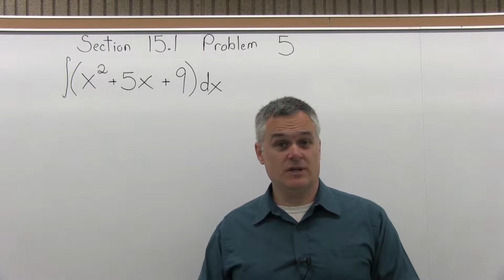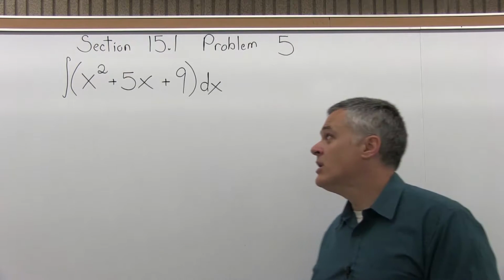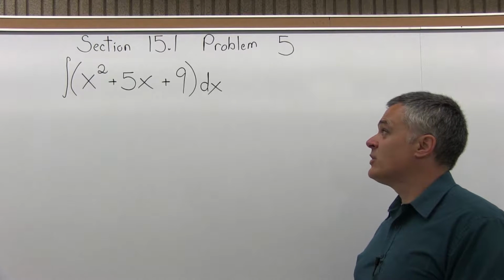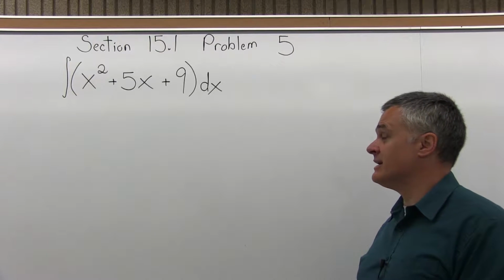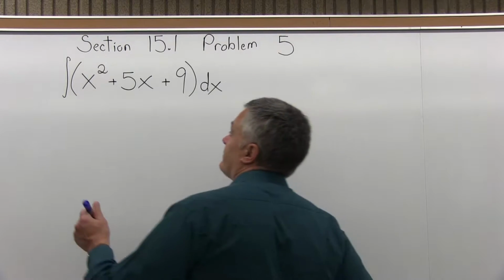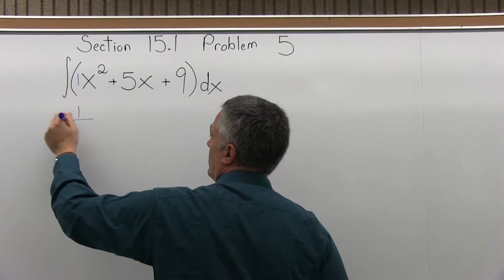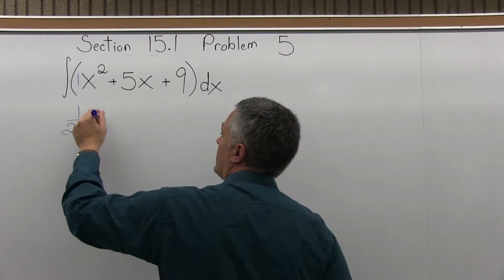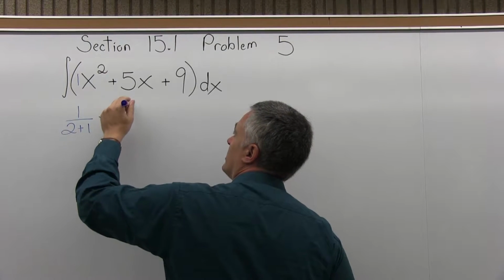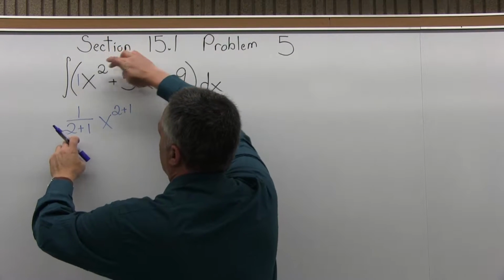This is Section 15.1, problem number 5. We want to find the integral of x squared plus 5x plus 9. So, the x squared here, let's assume it's a 1x squared, so it's going to be 1 over 2 plus 1, x to the 2 plus 1. Again, the 2 is my exponent here.